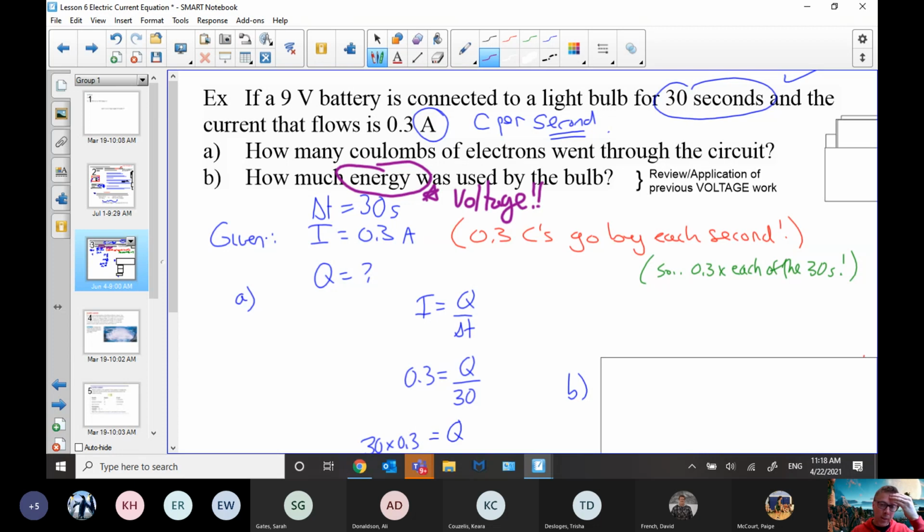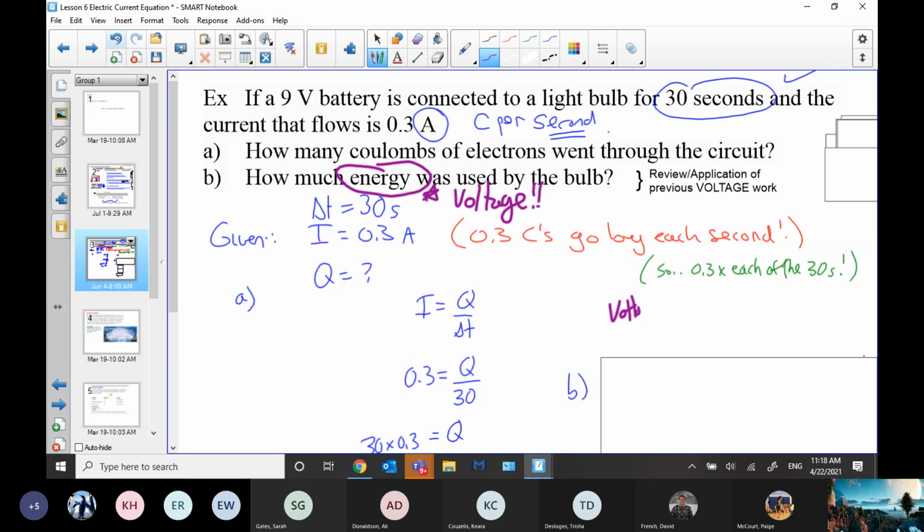Don't just think of it as a bunch of V's and Q's and I's and T's, right? Concepts are important, okay? So energy is to do with voltage, and so that's why I have a little note there saying it's, obviously this is an application or review of the previous voltage work. And so the concept of voltage is energy per charge, right? Voltage equals energy per charge. I'm going to write that actually first.